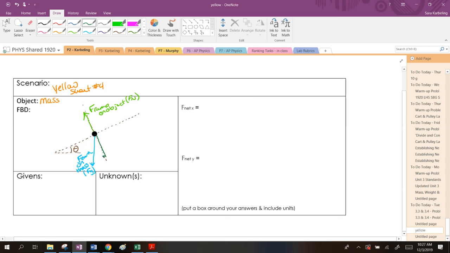FG is going to be broken into 2 pieces. One goes like this. This is FG perpendicular to the ramp. This is FG parallel to the ramp. This angle here is the same as this angle here. Okay? Make sure you know that in order to write your Fnet equations tomorrow. All right? We'll go through more of this problem tomorrow.